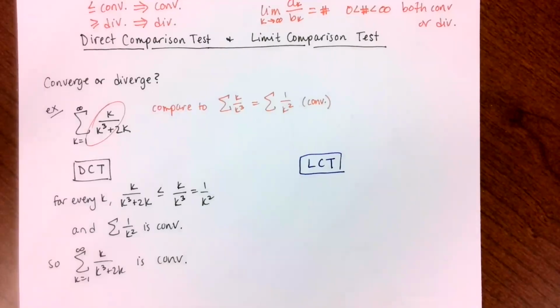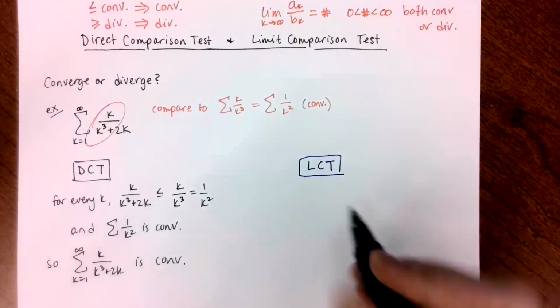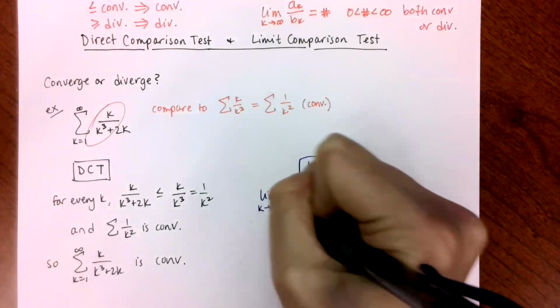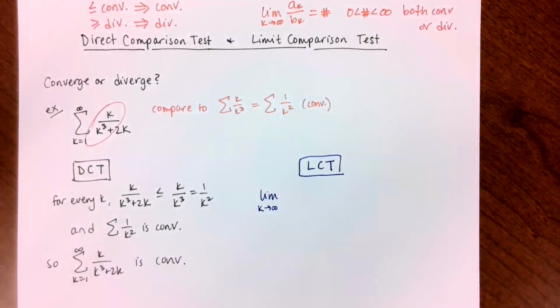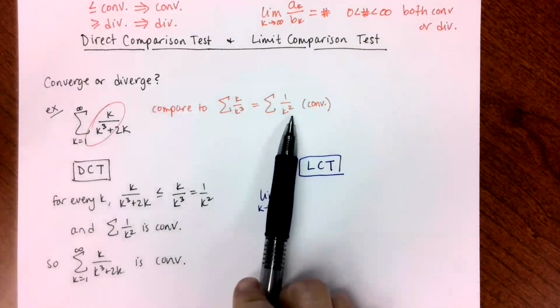That's how this test starts too. But instead of worrying about things being less than or greater than each other, I'm going to jump into computing the limit as k approaches infinity of the ratio between the terms of the two series. So I usually write my term divided by the comparison term, but it actually doesn't matter.